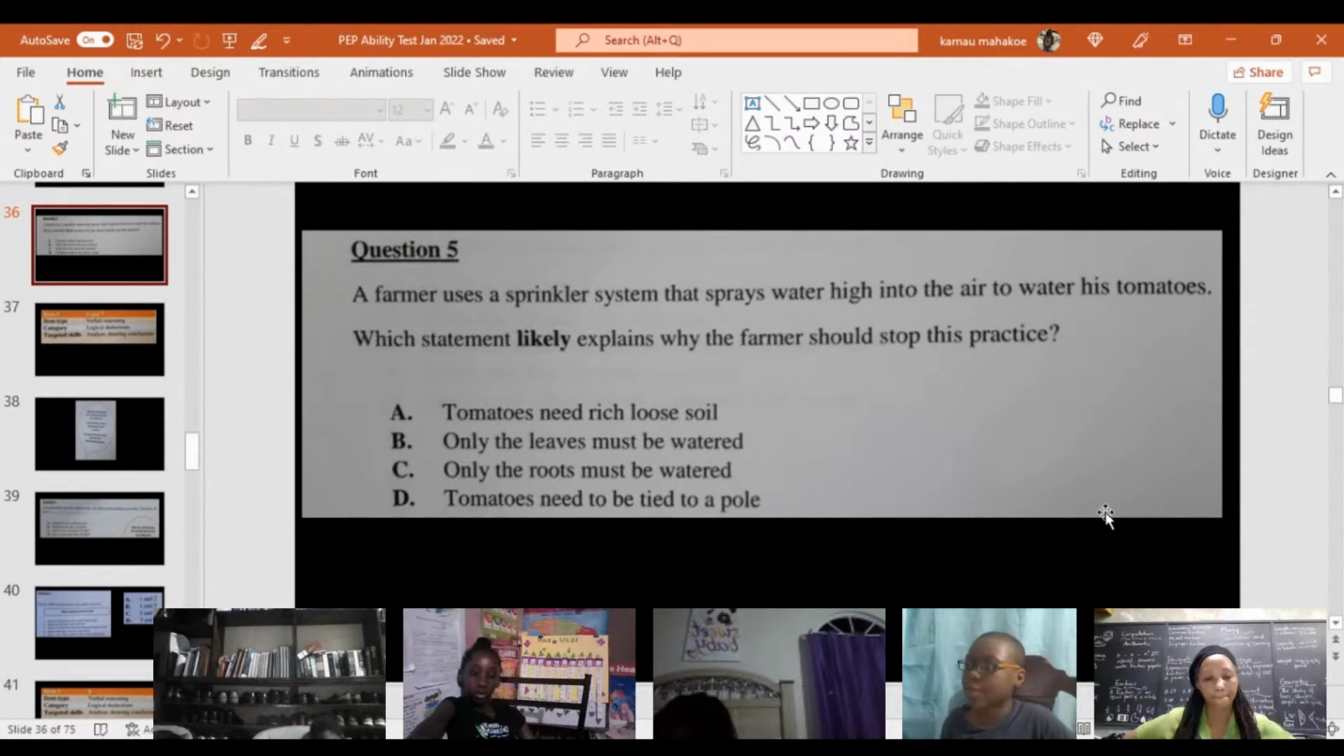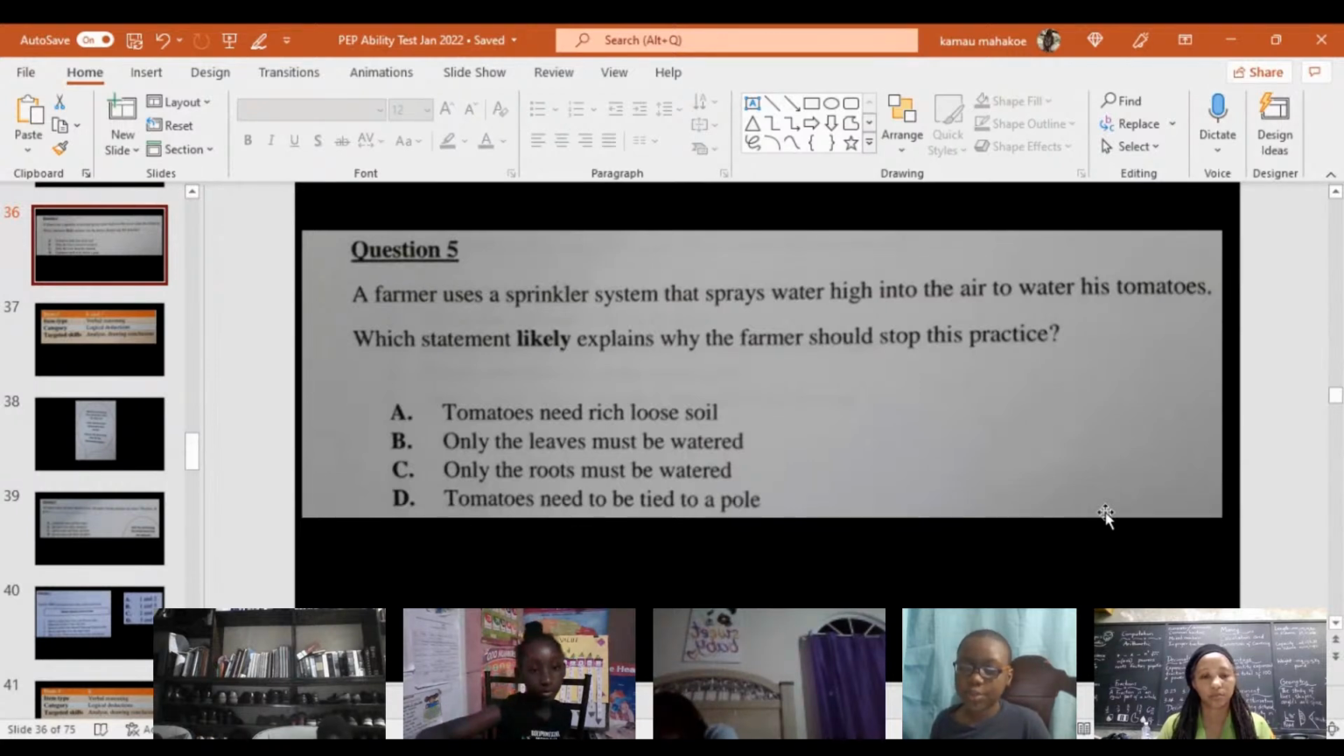Miss, because in the passage it said, pardon me, miss? Go ahead, Antoine. Okay, miss. In the passage it said that not the leaves but the roots should be watered.